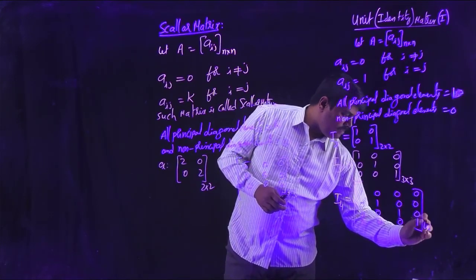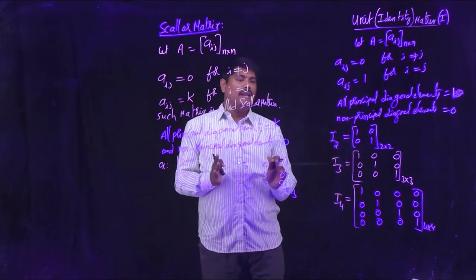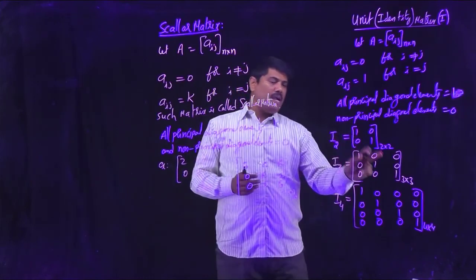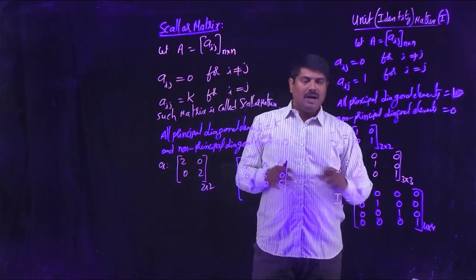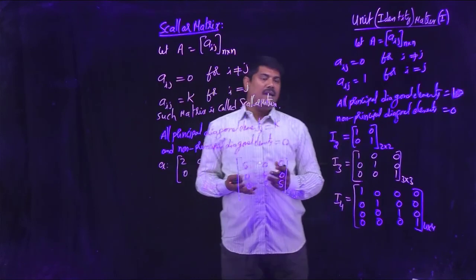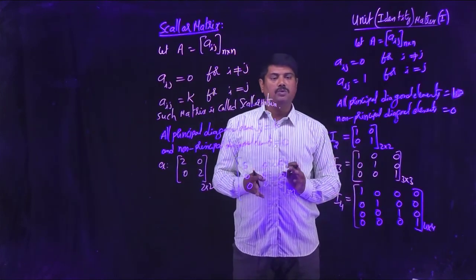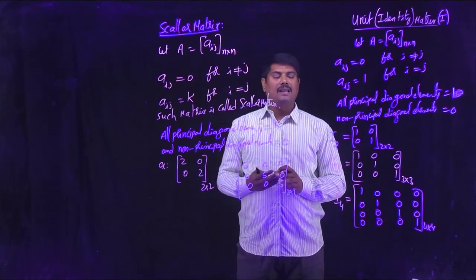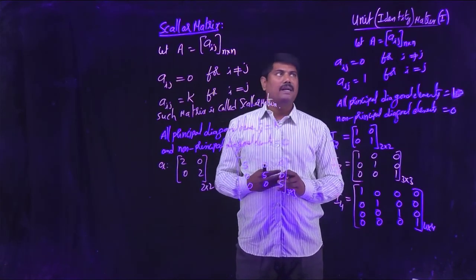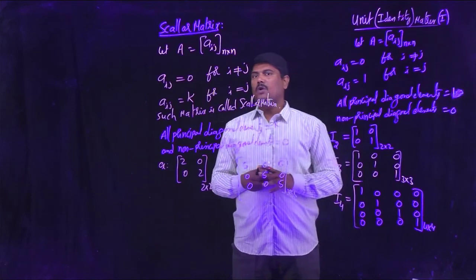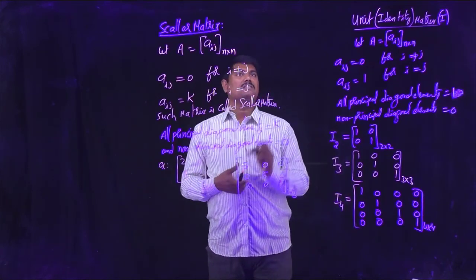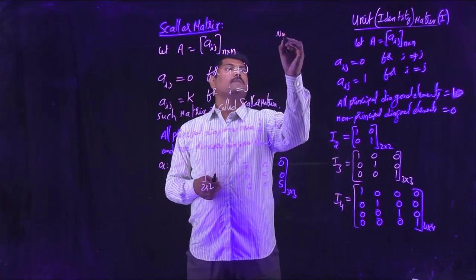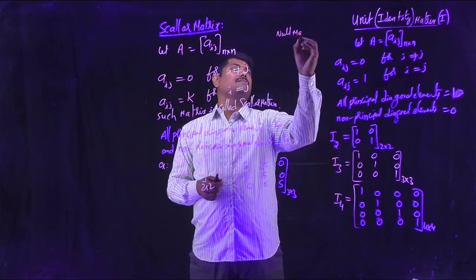By observing these examples, you must have an idea: all principal diagonal elements are equal to 1 and the other non-principal diagonal elements are equal to 0. So these are the definitions of trace, diagonal matrix, scalar matrix and unit matrix. Now let me explain what a null matrix is. Let me explain that definition.